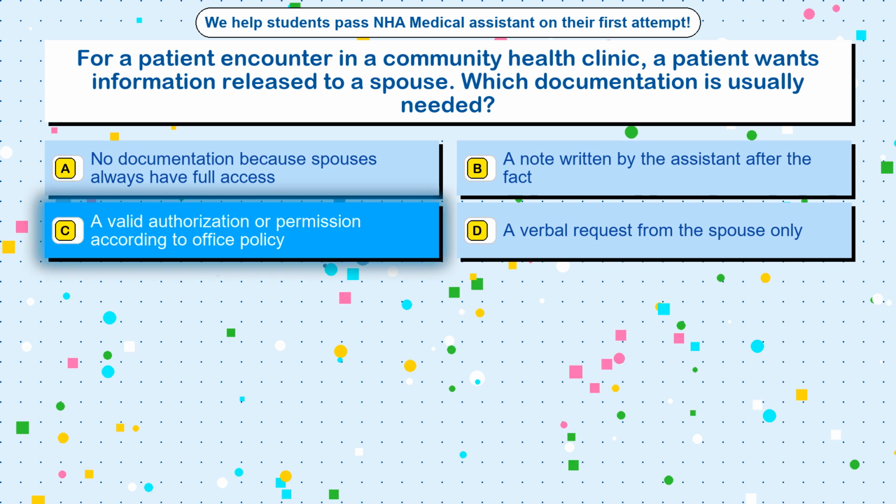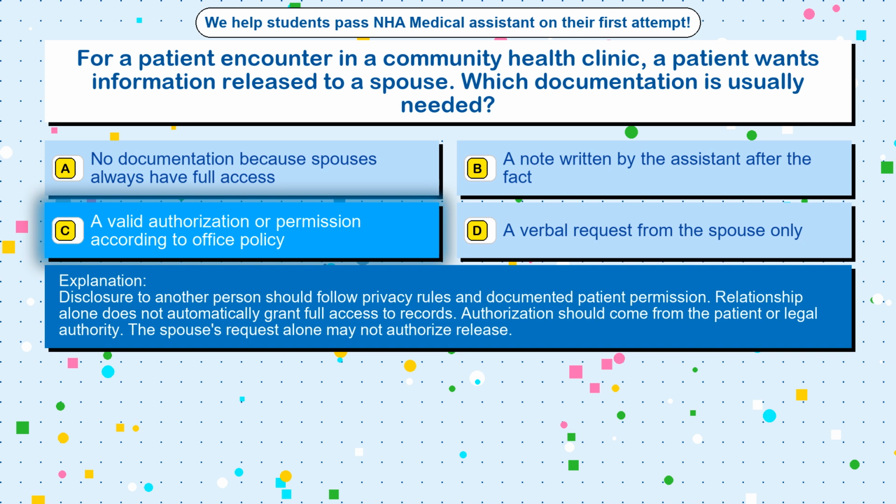The correct answer is option C, a valid authorization or permission according to office policy. Disclosure to another person should follow privacy rules and documented patient permission. Relationship alone does not automatically grant full access to records. Authorization should come from the patient or legal authority. The spouse's request alone may not authorize release.